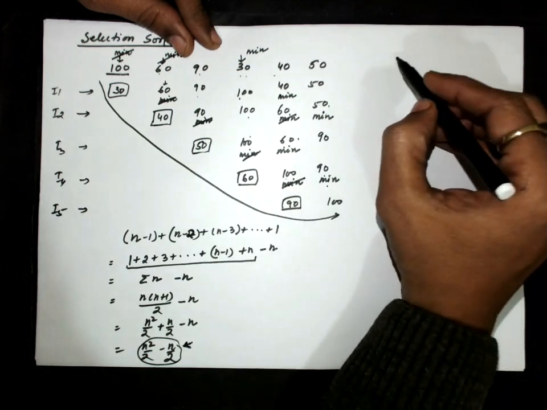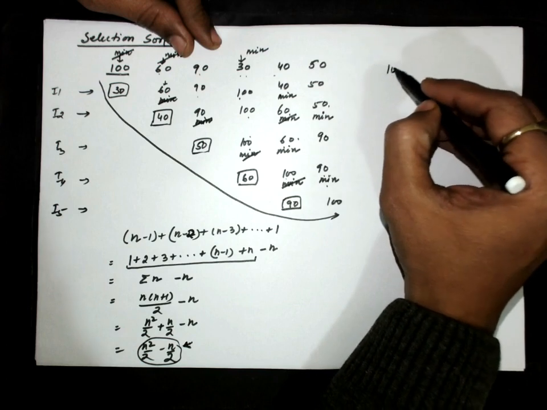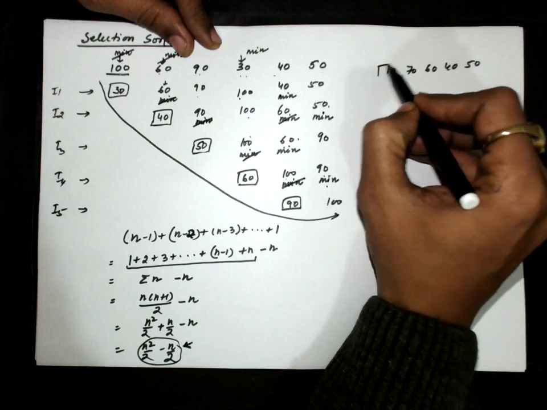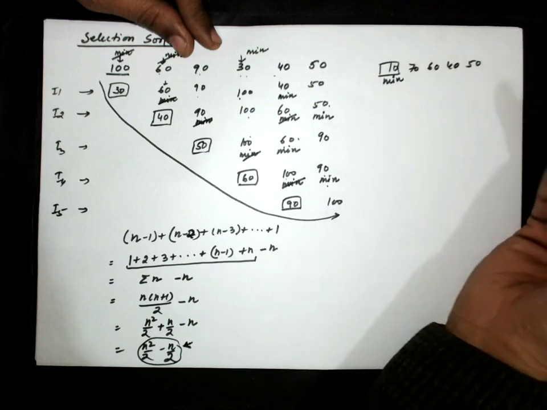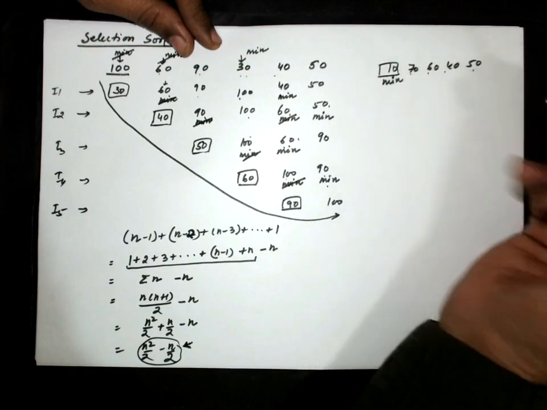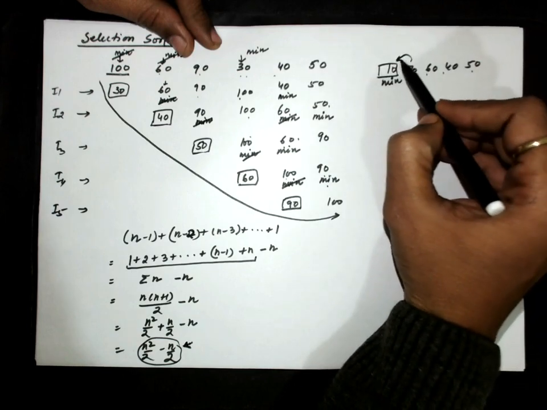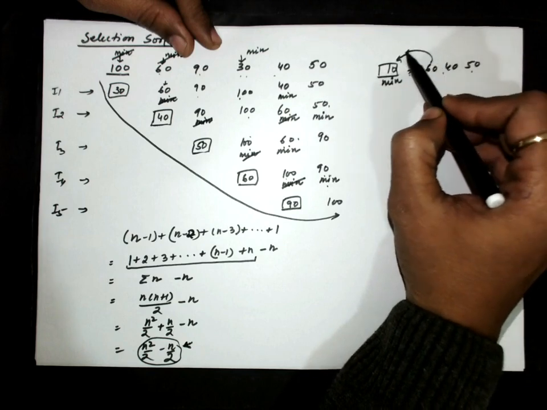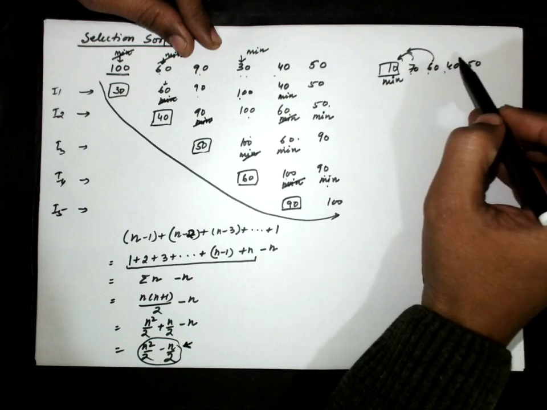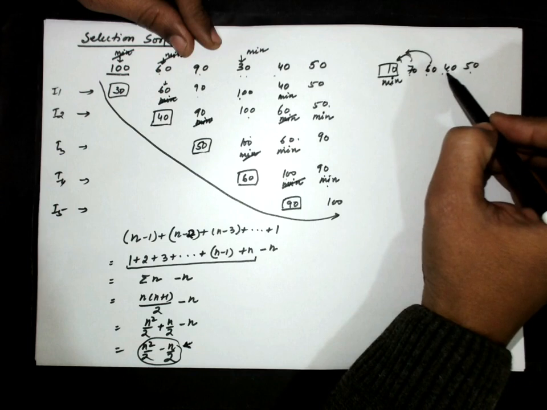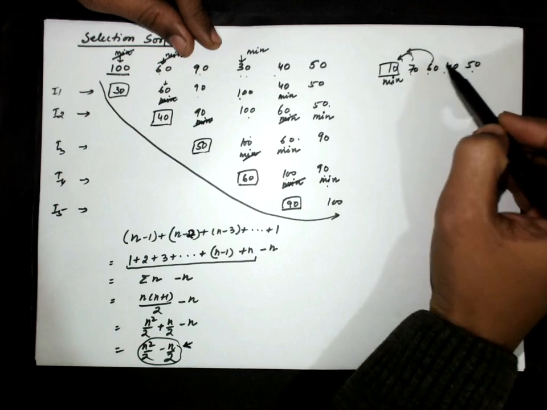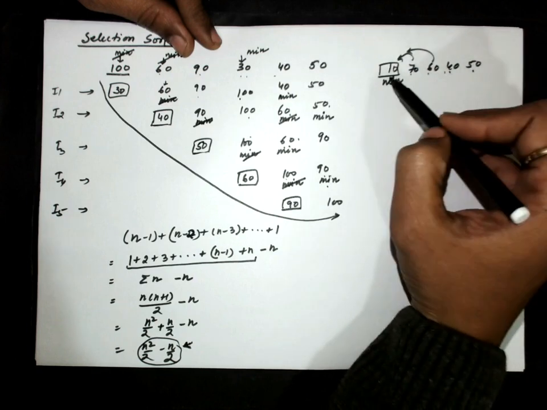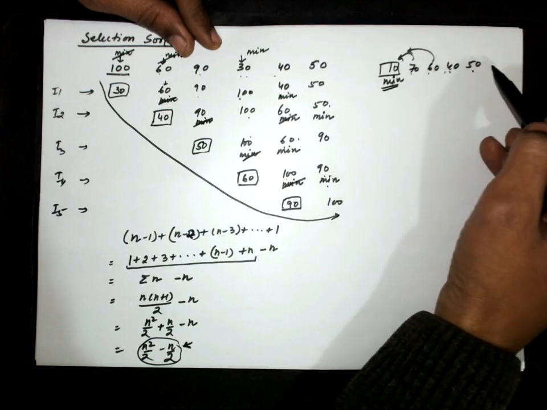Let us consider that I have the elements 10, 70, 60, 40 and 50. Let us fix this element as minimum. Now compare the rest of the elements with minimum. 70 with this, no, 10 is minimum, so we will not change minimum. 60 with 10, no, minimum will remain at 10. Similarly, if we compare with 40, still minimum is 10. If we compare with 50, still minimum is 10. So minimum did not shift to any place.